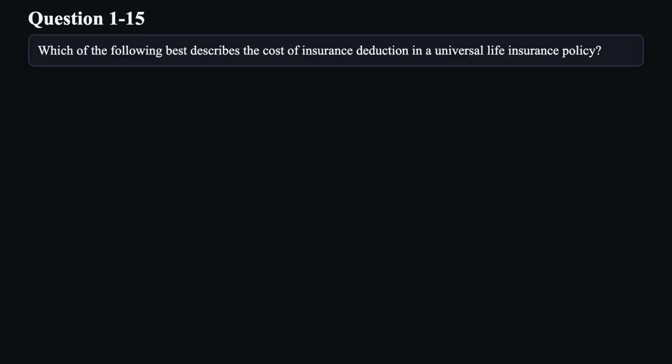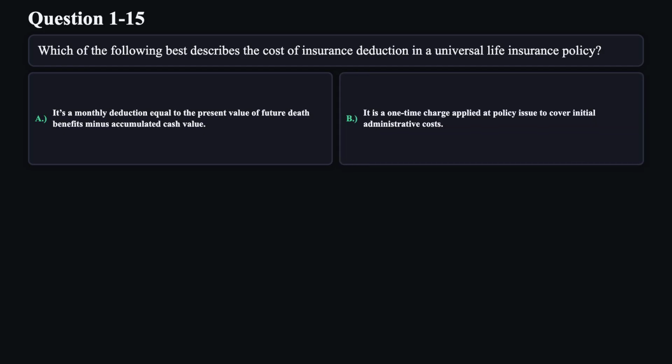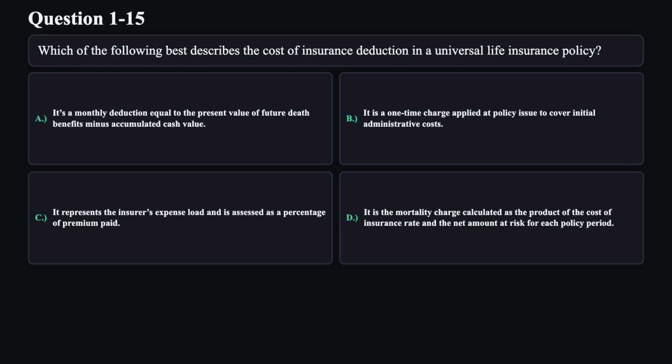Question 15. Which of the following best describes the cost of insurance deduction in a universal life insurance policy? A. It's a monthly deduction equal to the present value of future death benefits minus accumulated cash value. B. It is a one-time charge applied at policy issue to cover initial administrative costs. C. It represents the insurer's expense load and is assessed as a percentage of premium paid. D. It is the mortality charge calculated as the product of the cost of insurance rate and the net amount at risk for each policy period.